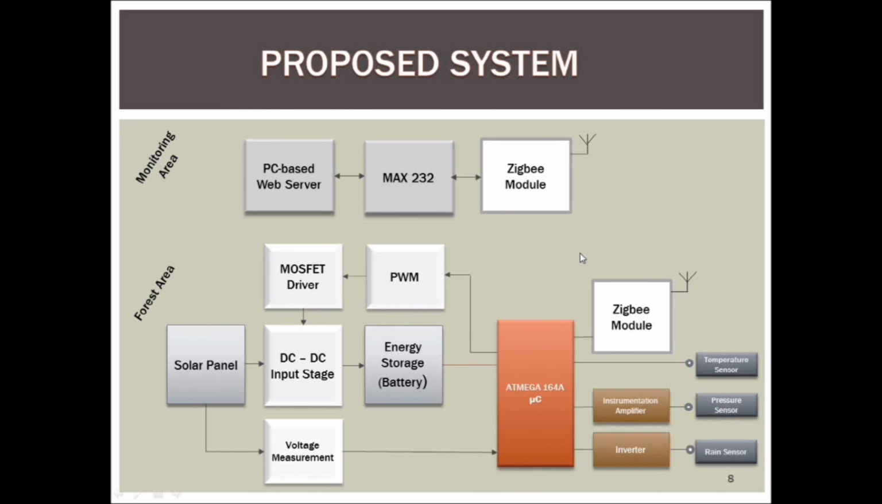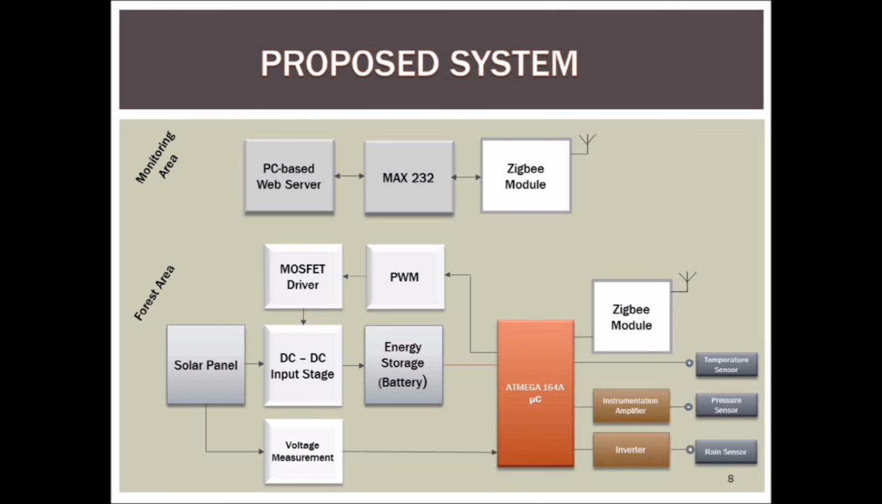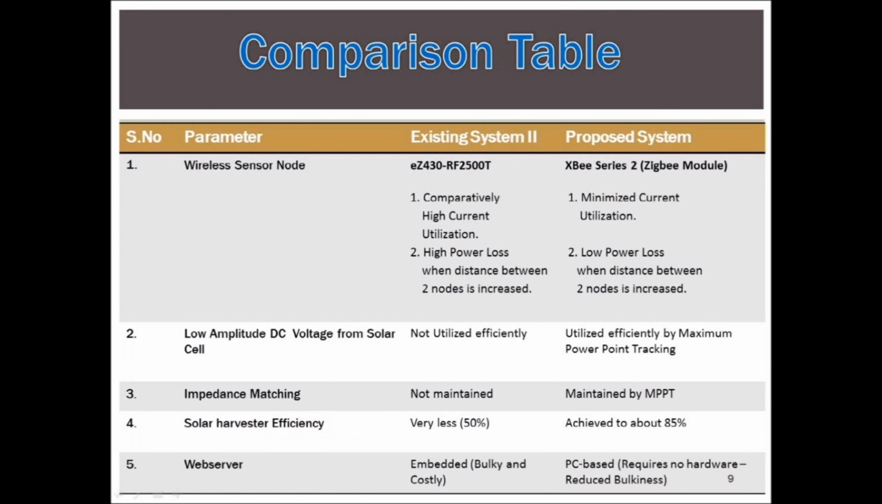Here, in order to transfer the signals from forest area to monitoring area and in order to do the switching actions from the monitoring area to the forest area, we use a Zigbee module, which is Zigbee series 2 from Digi International. Now we'll come to the comparison. This is the comparison between the existing system 2 and the proposed system.